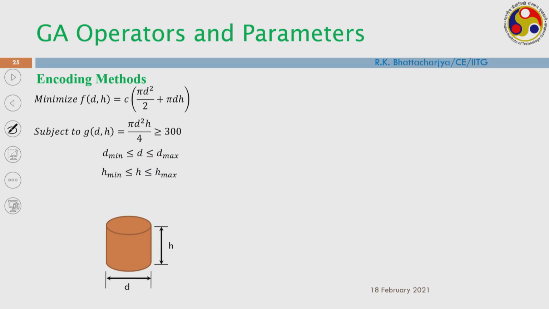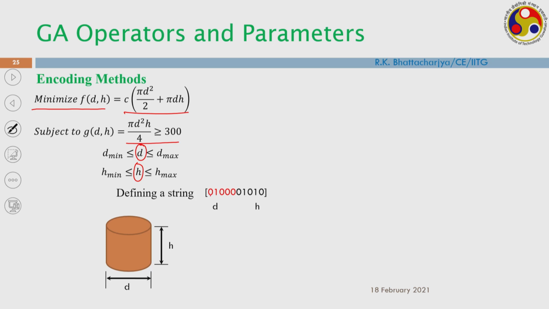So, now let us take an example problem, encoding method. I would like to take the same problem, that is minimization of the cost of the can, subject to the volume of the can should be greater than 300, and the dimension, that is diameter and height of the can, should be between d minimum and d maximum and h minimum and h maximum. Let us define a string here.